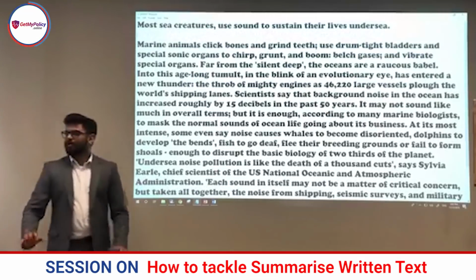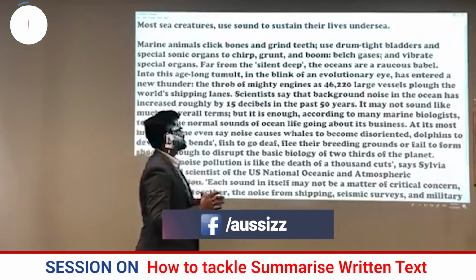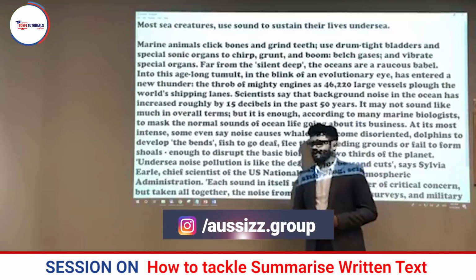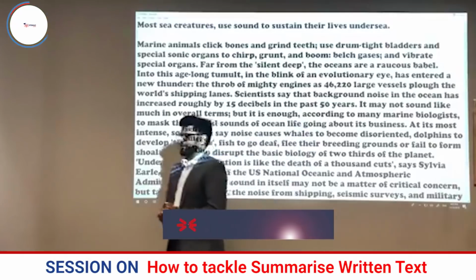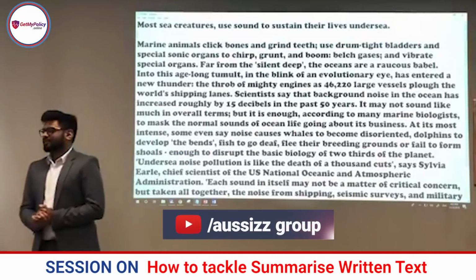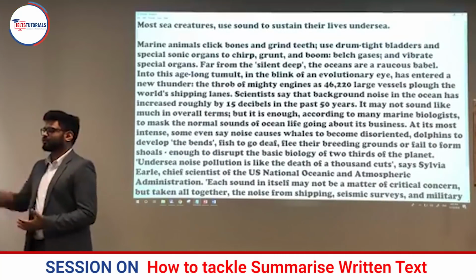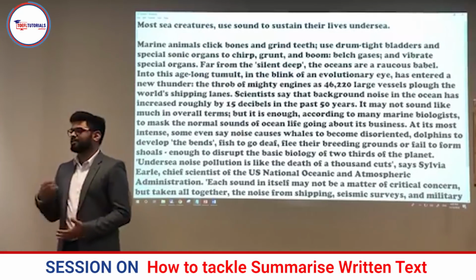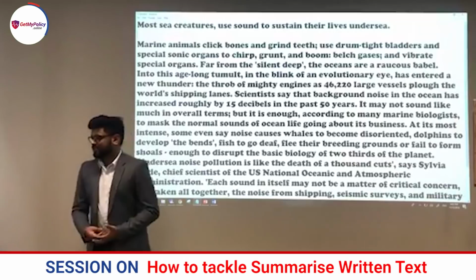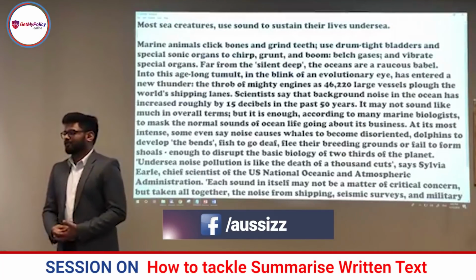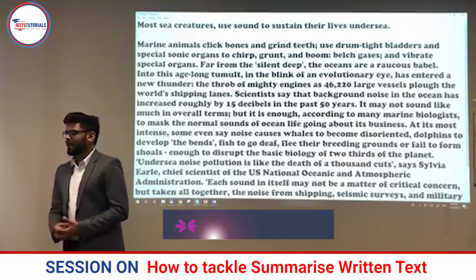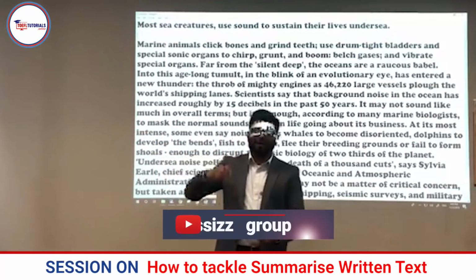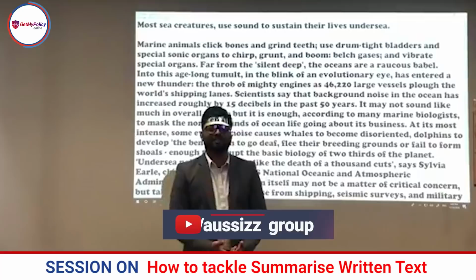So now that's one huge chunk of a passage just written in one sentence. Okay? Now let's go to the next passage. Marine animals click bones, grind teeth, use drum-tight bladders and special sonic organs to chirp, grunt and boom. Belch gases vibrate special organs far from the silent deep oceans. Now I'm just going to leave it right there because that sounds to me awfully like a lot of descriptions.